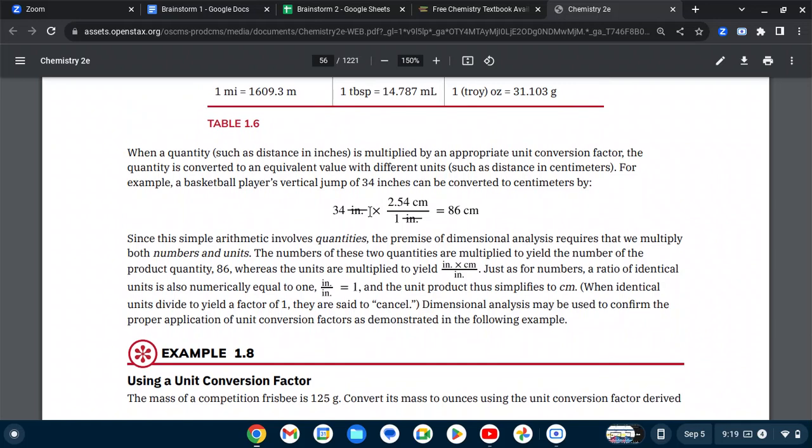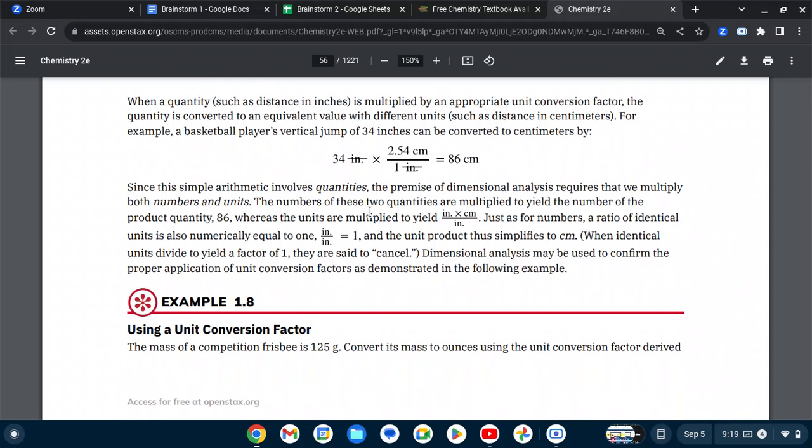When a quantity is multiplied by an appropriate unit conversion factor, the quantity is converted to an equivalent value with different units. For example, a basketball player's vertical jump of 34 inches can be converted to centimeters by 34 inches times 2.54 centimeters per inch equals 86 centimeters.